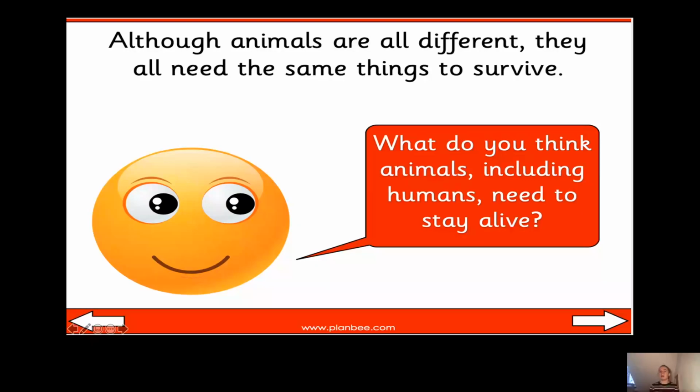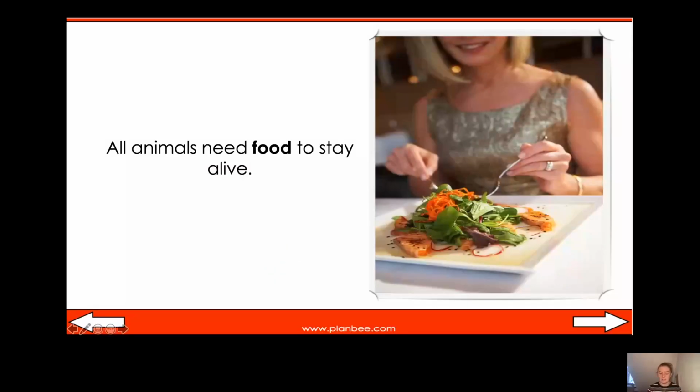And there are three main things that they need to survive that we're going to be looking at today. Now, what do you think these three things that all animals need to stay alive are? Could you pause the video now and have another little think for me? Okay, were you able to think of three different things that you think all animals need to survive? Fantastic. Well, let's see if you were right. So the first thing that all animals need to stay alive is food. Well, why is this?